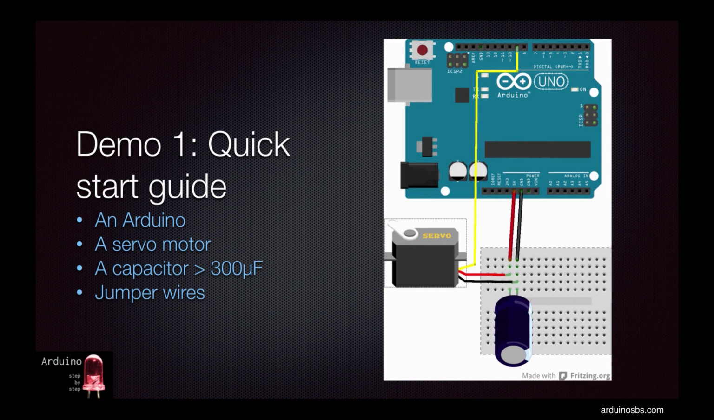In the first demo, Quick Start Guide, we are going to use a servo motors library that is built into the Arduino IDE. That way we're going to start playing with a servo motor very quickly. This is what we're going to assemble. There are a couple of things to notice here.